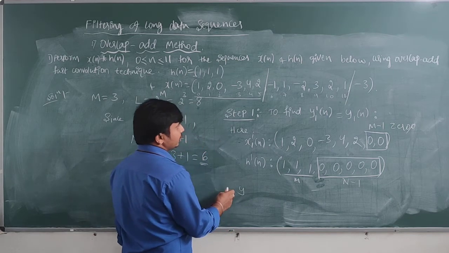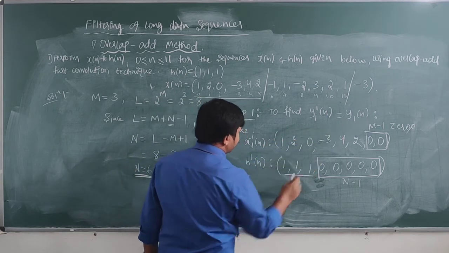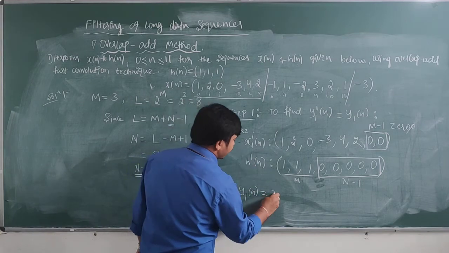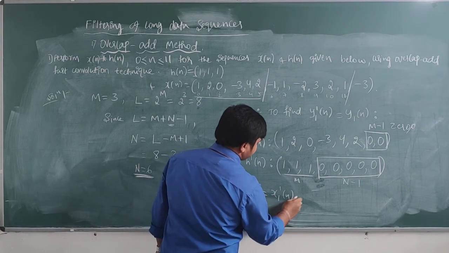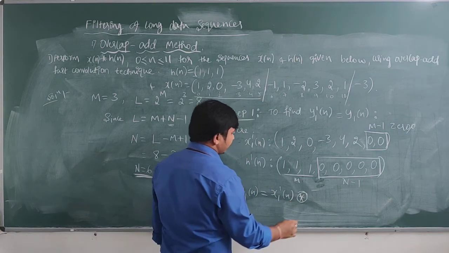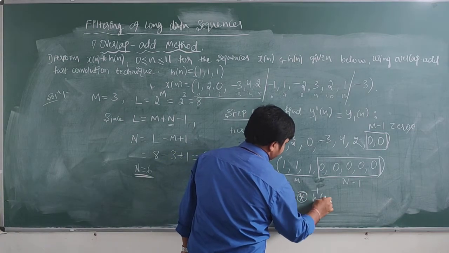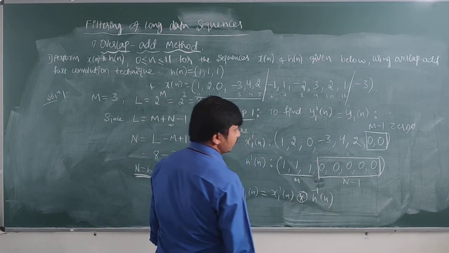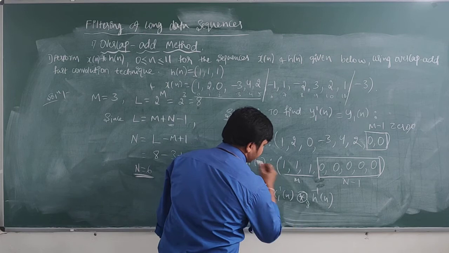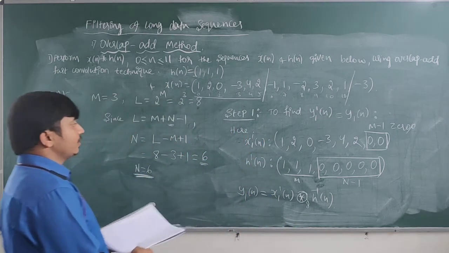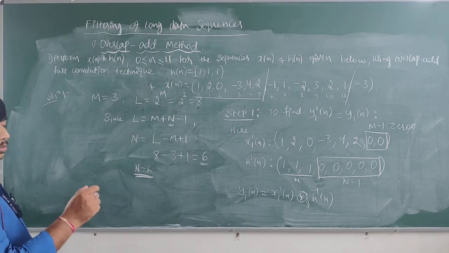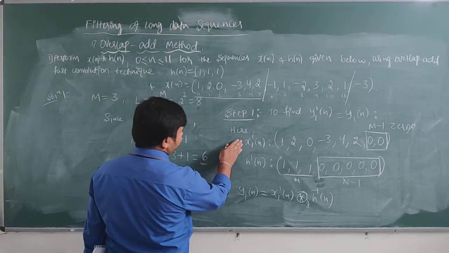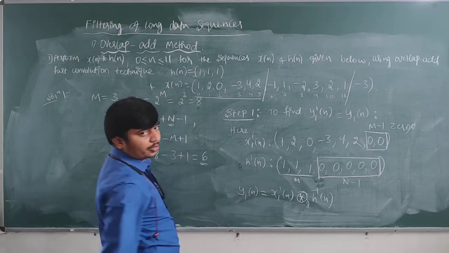So now I need to compute the convolution. The convolution I am finding here is y1 of n. So y1 of n is equal to the circular convolution of x1 dash of n with h dash of n. Since the length of this block is equal to 8, it is an 8-point circular convolution. So now I need to perform the circular convolution for these two sequences, x1 dash of n and h dash of n.